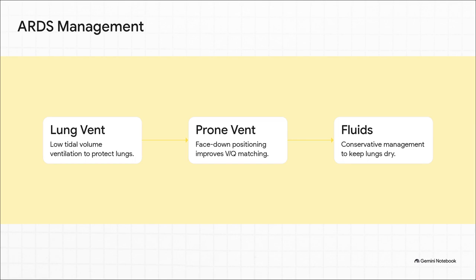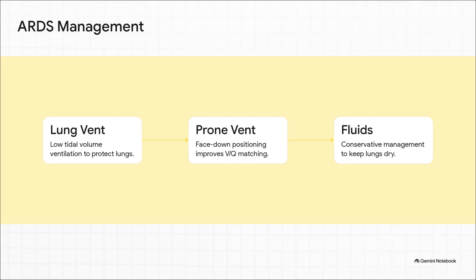The absolute base of the pyramid is lung protective ventilation. This means using mechanical ventilation with very low tidal volumes, specifically 4 to 8 milliliters per kilogram of predicted body weight, along with a really careful titration of PEEP to prevent further stretching and tearing of those super fragile alveoli.